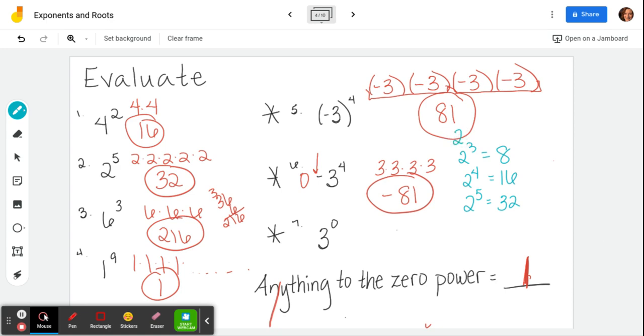Let's do it again. 1 less exponent, divide by 2 is 4. 1 less exponent, I'm going to write it over here so you can see it. 1 less exponent, divide by 2 is 2. 1 less exponent, divide by 2. 2 divided by 2 is 1. So I know it's weird, but that's the rationale behind it. Anything to the 0 power equals 1.